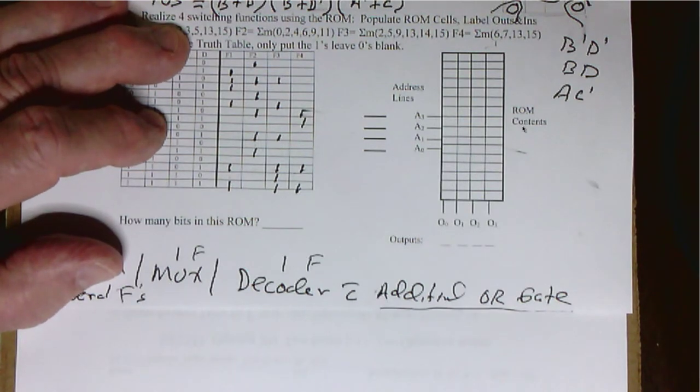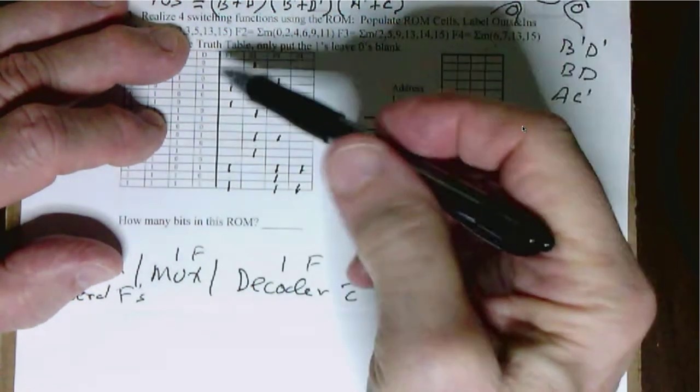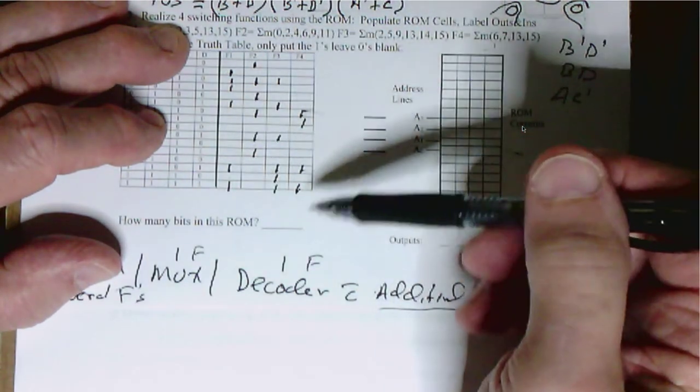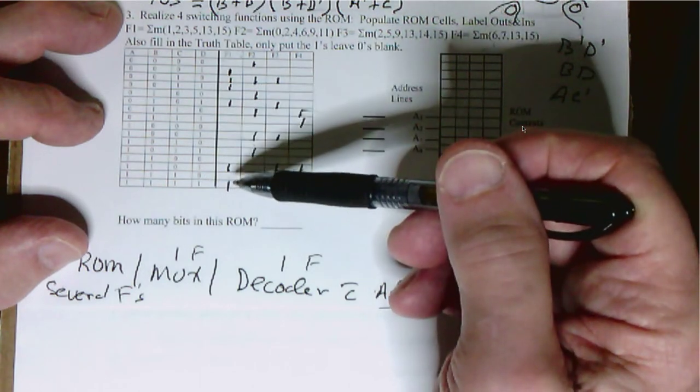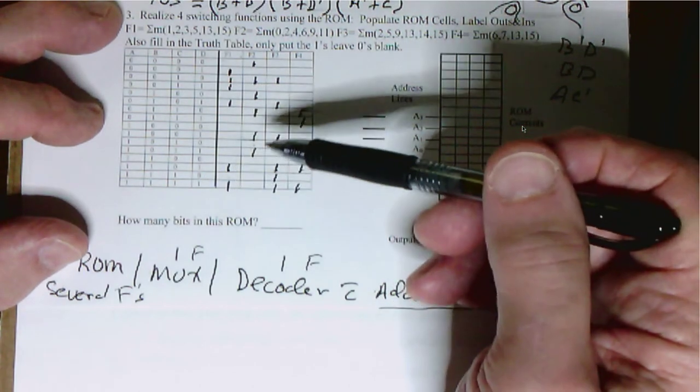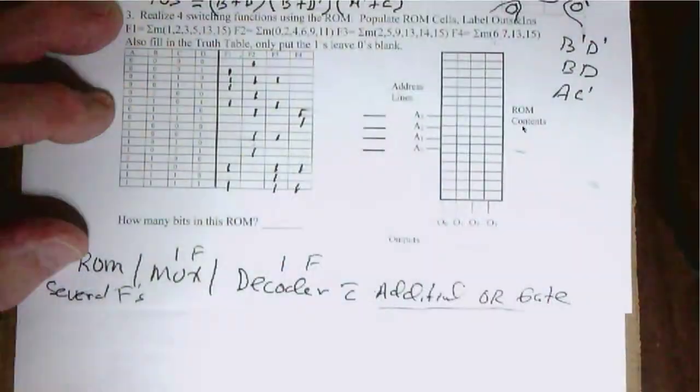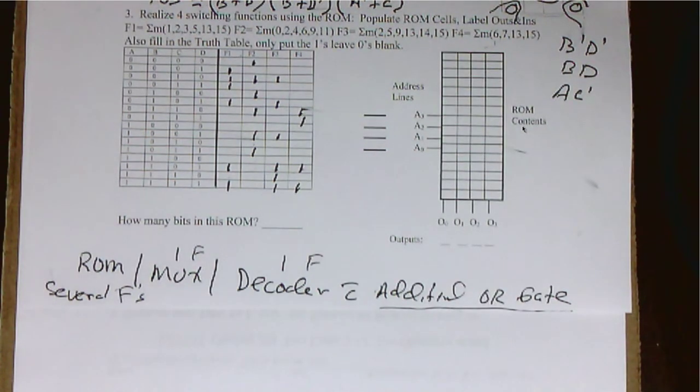You can make them whatever you want because in this case, we're not going to simplify this function because we can fully populate this column. So there's no point in simplifying it. That's one of the interesting aspects about a ROM. When you're using ROMs to implement functions, you don't simplify anything.